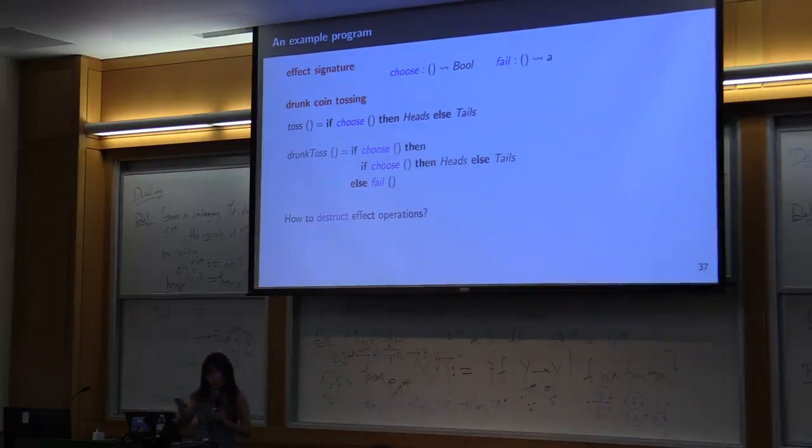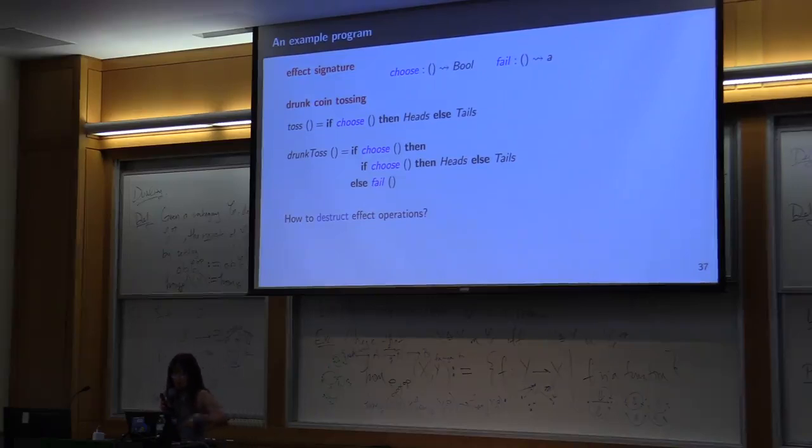And you can also try to toss a coin when you're drunk. But that means tossing a coin could fail. So in this case, we are using two effects in a single program. We will first say, okay, we will call choose once, and only if it returns true, we are actually going to toss the coin. Otherwise, we will just call fail. And you can see that we started using multiple operations in a single program.